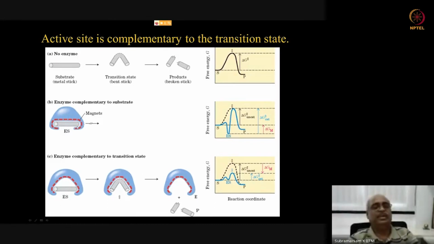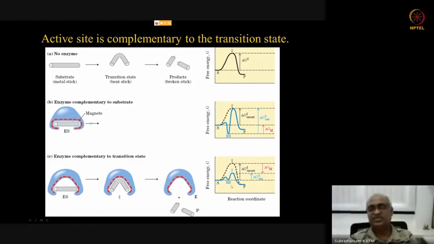And if this is the transition state for this substrate becoming this product, then if you have a device that fits in this manner, it is not going to break into this. So the activation energy barrier will remain really high. But on the other hand, if the device is shaped like this and to fit into it the stick is going to bend like this, this is what we call a transition state. So the enzyme active site, the active form of the active site, is complementary to the transition state and not to the substrate. This is something very, very important and you have to remember.